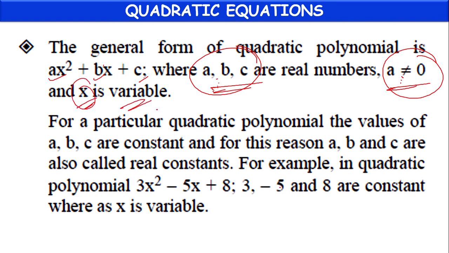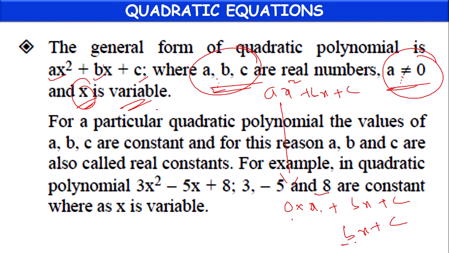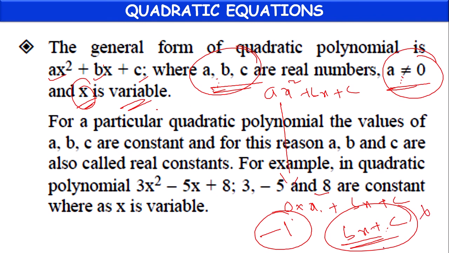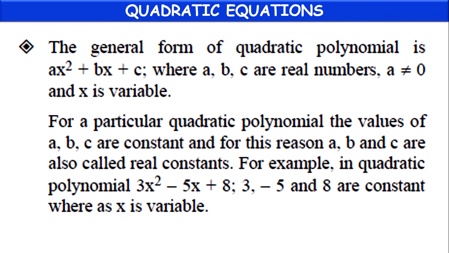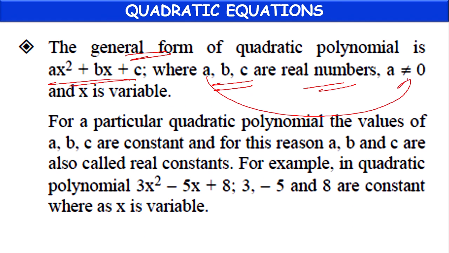Because in ax square plus bx plus c, if you take a as 0, then it will become 0 into x square plus bx plus c. 0 into x square will become 0. Only bx plus c will remain. Highest power will be 1, which is a first degree expression, which is not a quadratic polynomial. So the general form is ax square plus bx plus c, where a, b, c are real numbers and a should not be equal to 0 and x should be a variable. This is the general form.